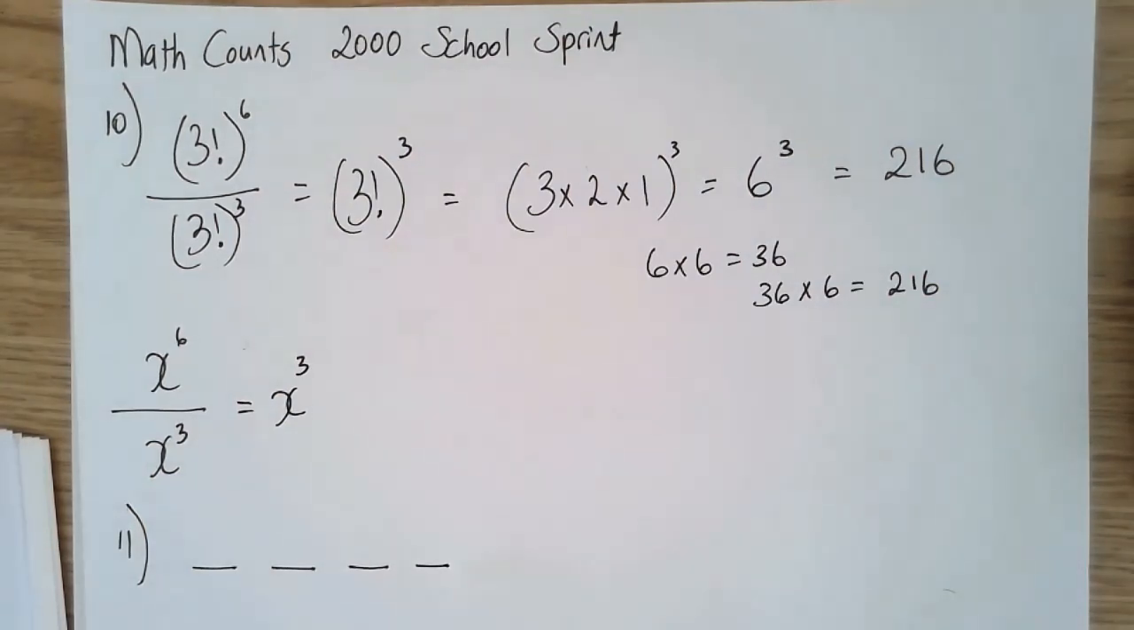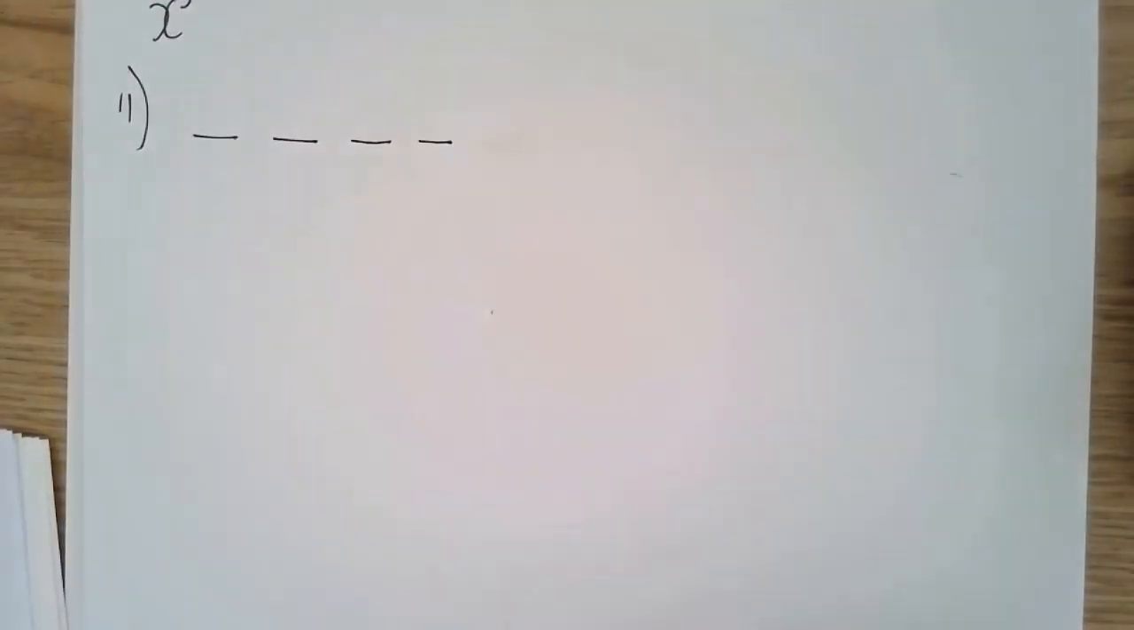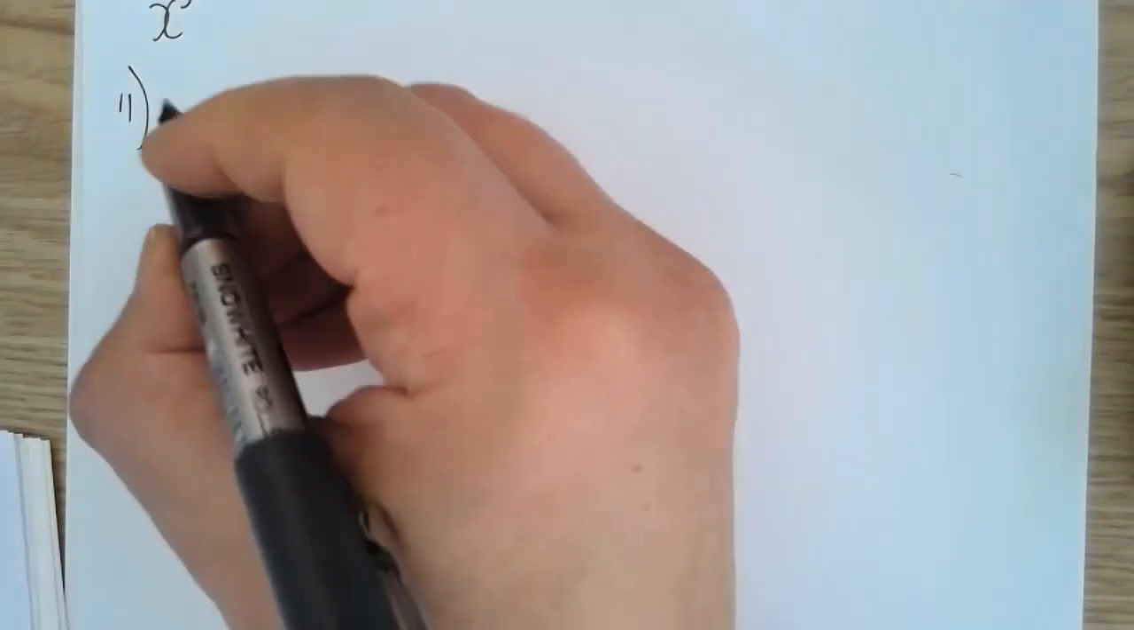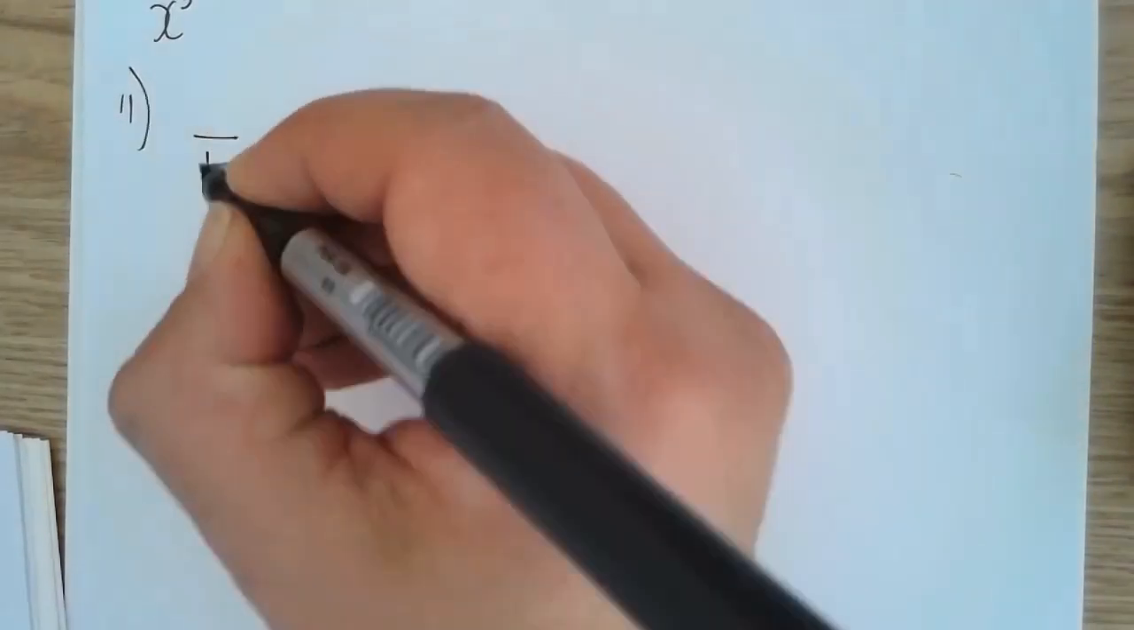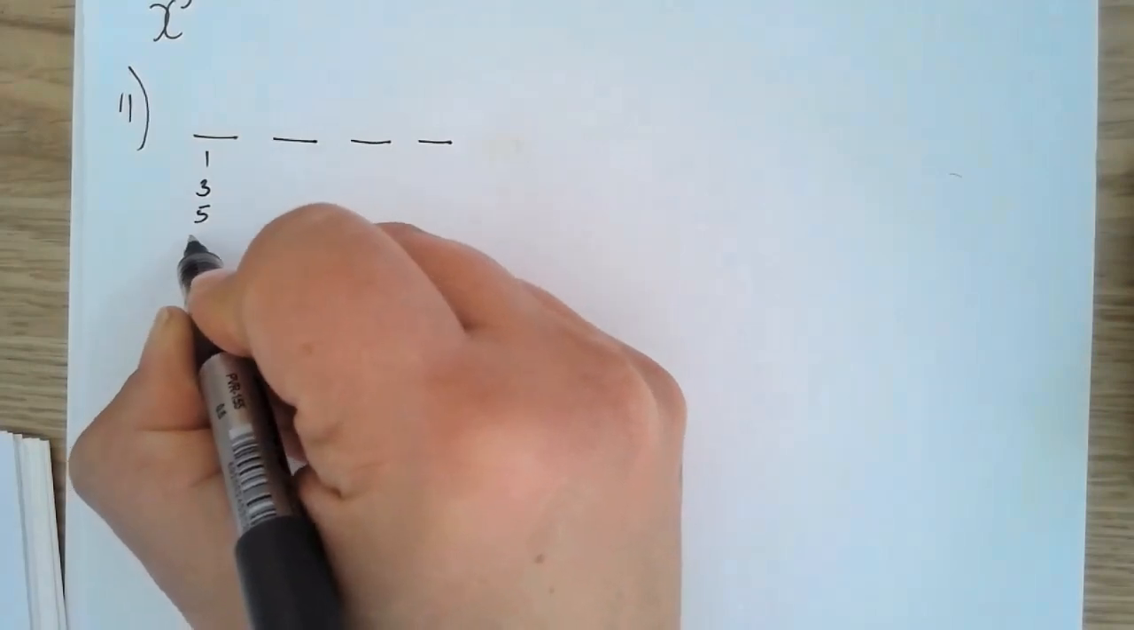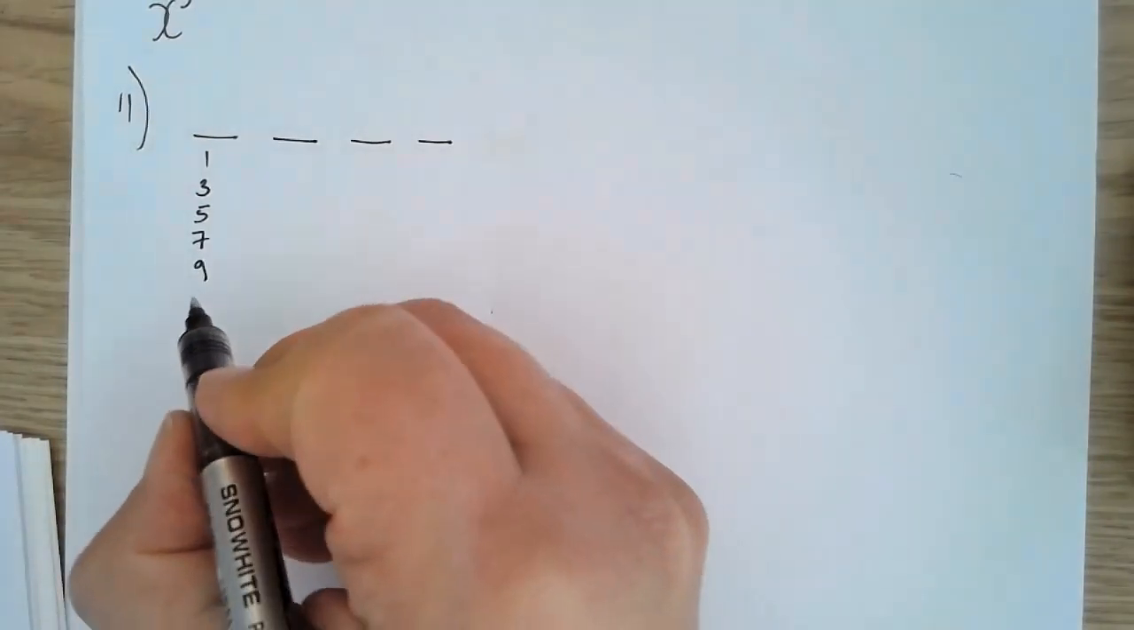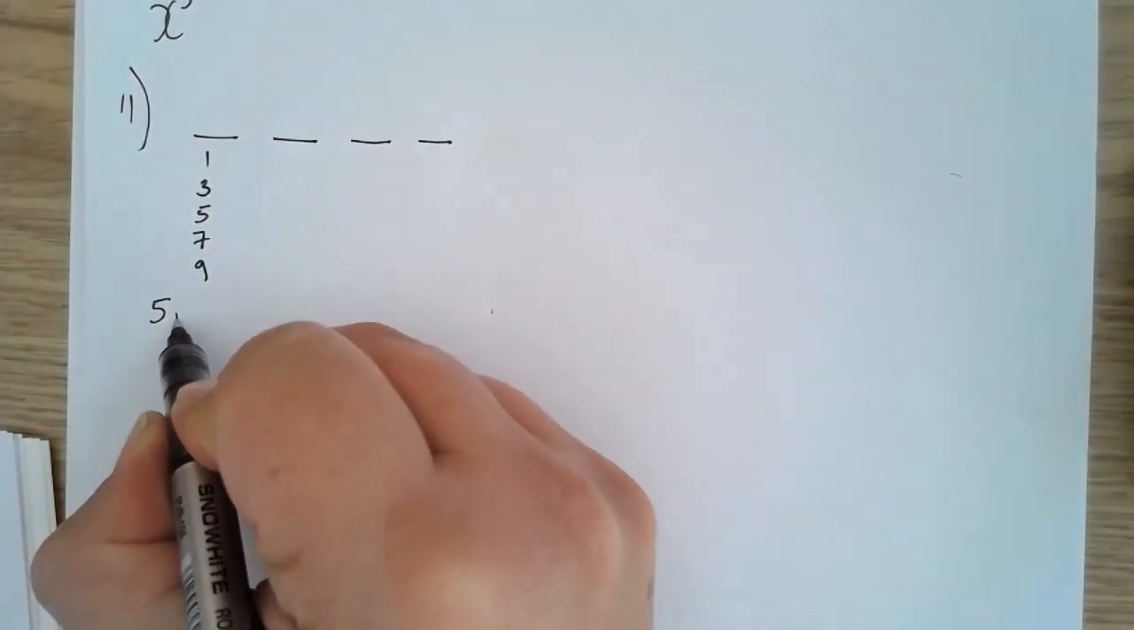For each of the possibilities, this one here can be an odd number, so it can be a 1, it can be a 3, it can be a 5, it can be a 7 or a 9. So therefore there are 5 possibilities.